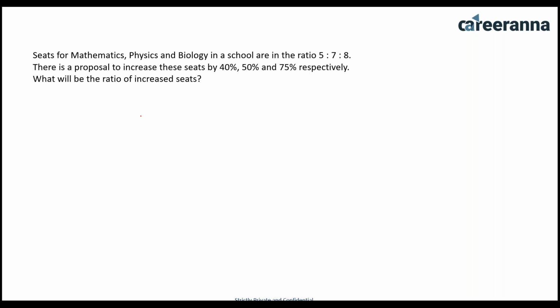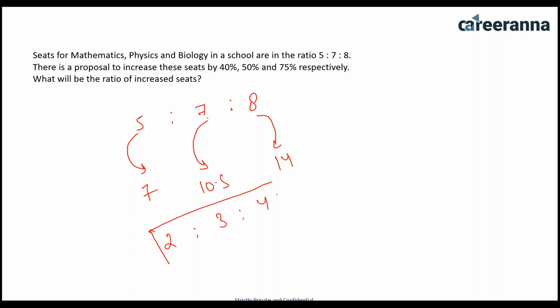Very easy question, guys. 5 is to 7 is to 8. Right? Now 40% increment, that means I have to increase it by 2. It will be 7. 50% increment, that means I have to increase it by 3.5. It will be 10.5. 75% of this number is 6. It will be 14. Now, so this is 2 is to 3 is to 4. Is it clear to all?